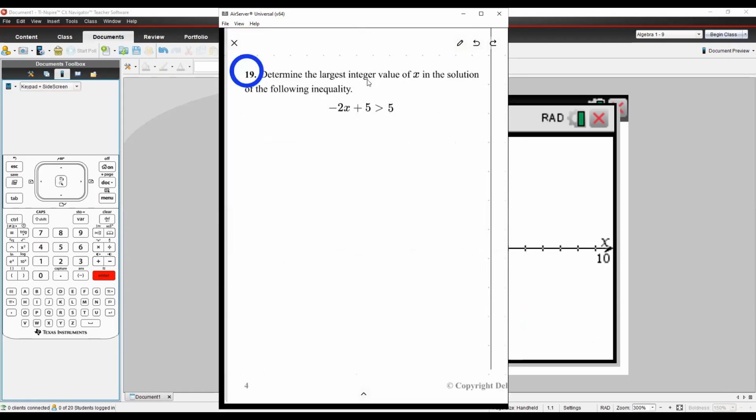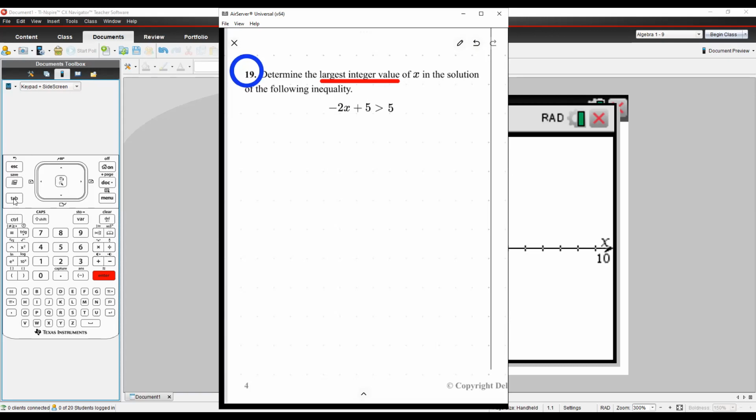It says determine the largest integer value. That's what you're trying to find, the largest integer value that's in the solution set for this inequality. So we want to find the largest integer that's in that solution set. We're going to graph this entire inequality, then find the boundary, and then find the largest integer in that boundary.